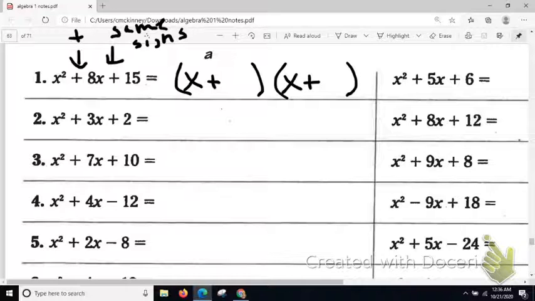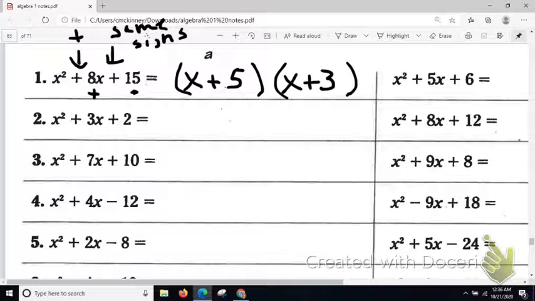Now I want to think about what multiplies to be 15. So remember that things that multiply to make something are called factors. So think of things that multiply to be 15, and we want the pair of factors that are going to add up to 8. So it multiplies to be this and adds to be this. So 5 and 3. My only other choice that multiplies to 15 is 1 and 15.